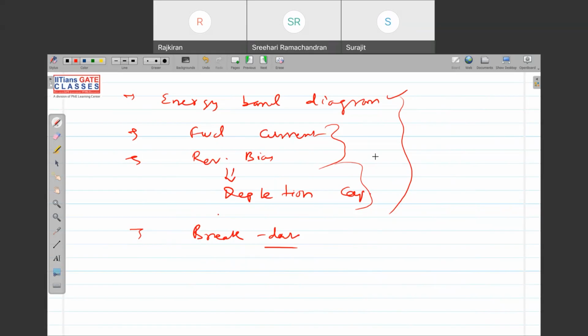Maybe next class we will take diode. Sir, for the BARC exam, is the question pattern similar to the GATE pattern, or a little different, or more than that? BARC is not taking from GATE now. They are conducting a separate exam actually.